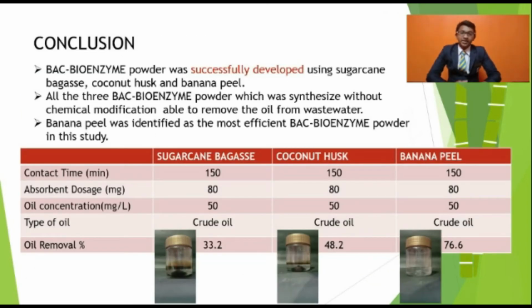Conclusion: BAC bioenzyme powder was successfully developed by using sugarcane bagasse, coconut husk and banana peel. All three BAC bioenzymes were synthesized without chemical modification and are able to remove oil from wastewater. The banana peel was found to be the most efficient BAC bioenzyme powder.